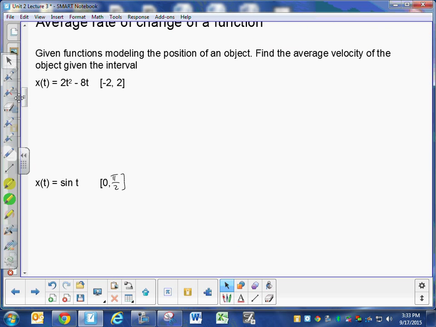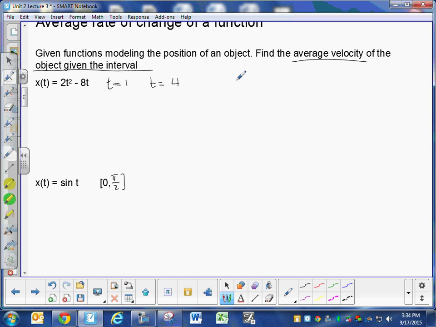We could do this. I could give you a function, ask you to find the average velocity given a position function. It's the same deal. But we're going to go back to the previous example in a second. So if I ask you to find the average velocity of the object given the interval, let's not use this interval. Let's use an interval of positive times, t equals 1 to t equals 4 seconds. Okay? All I need is 2 points to find the slope.